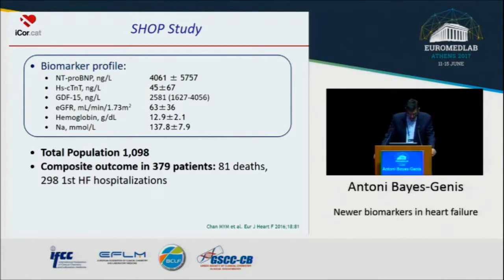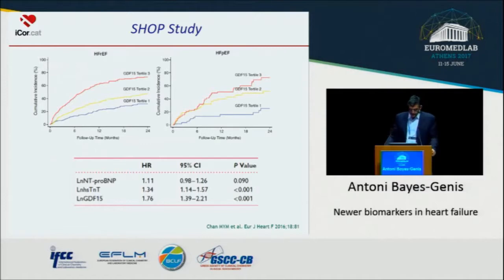The composite endpoint appeared in 379 patients, 81 deaths, and 298 hospitalizations. And interestingly here, what you can see is that both in HFrEF and in HFpEF, GDF15 is a good prognosticator in these Kaplan-Meier curves using tertiles, as you can see. And when the authors on the bottom provide the hazard ratios for NT-proBNP, high sensitivity troponin, or GDF15, you can see that the higher ratio is for GDF15. Then we get the troponin, and finally the NT-proBNP.